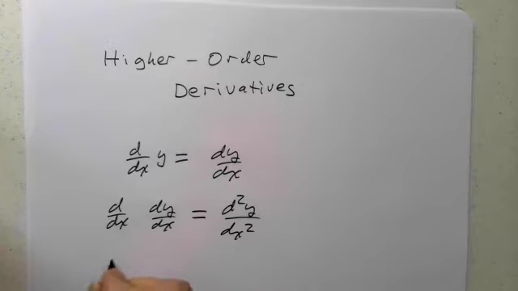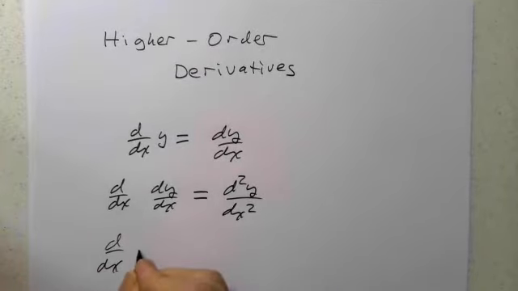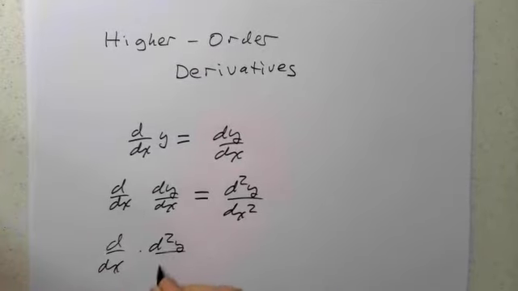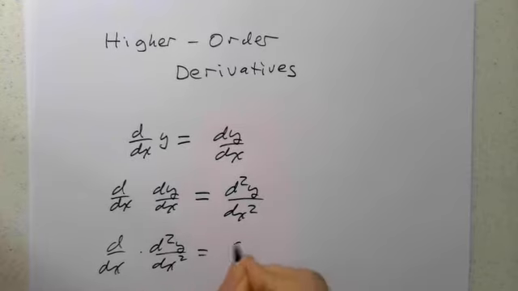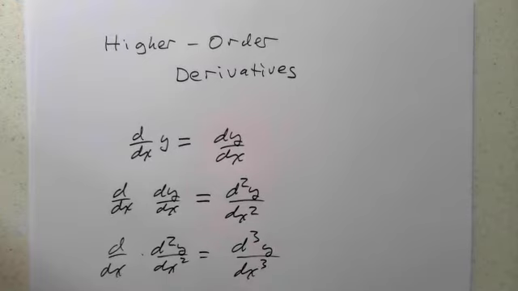If we want the third derivative, d dx of the second derivative, that would give us d cubed y, dx cubed. So that's what the notation is. I'll just quickly do a couple of these.